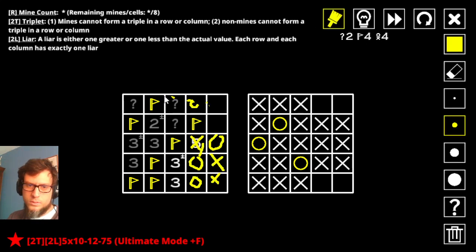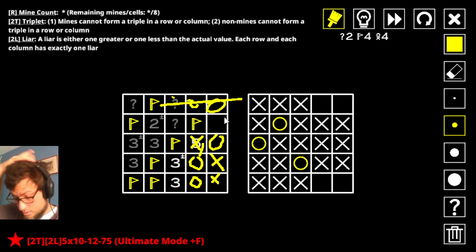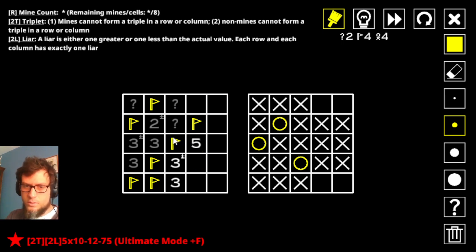So the point is, since this is a mine, it would force this to be a liar, which would force that to be a liar, which means it can't be a mine, and if it's not a mine, you have 3 in a row. So that's the reason that worked. Okay.